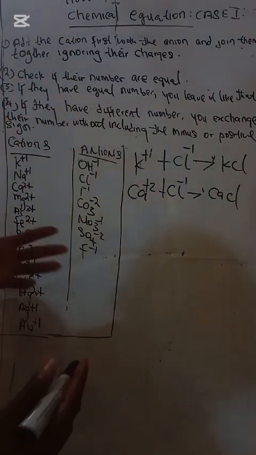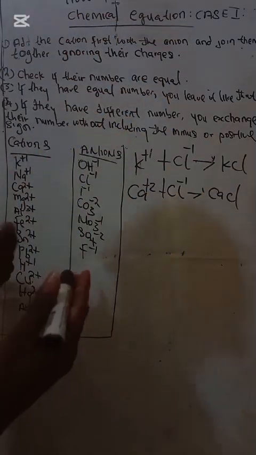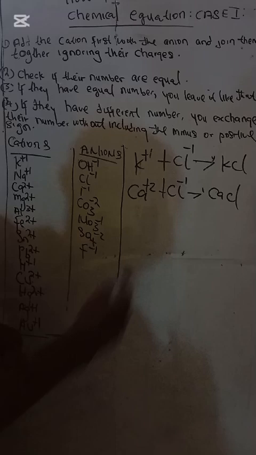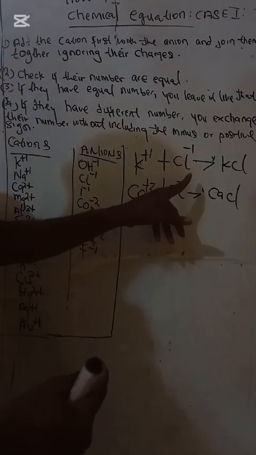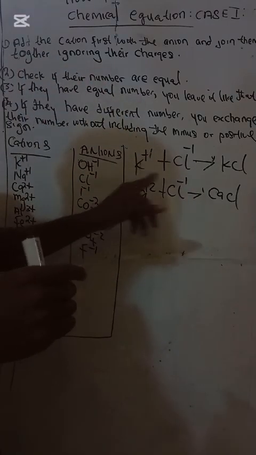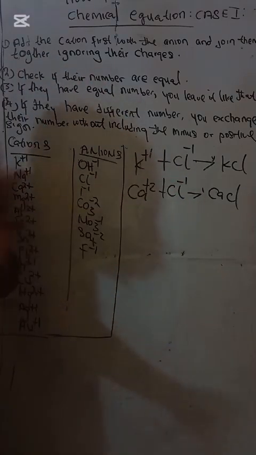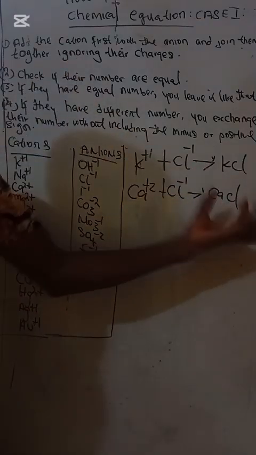What's the next thing you will consider? You will check if their numbers are equal. Now look at this. In this case, the numbers are not equal. This one is +2, while this one is -1, because I said that you don't consider the sign they are bearing. Your major concern is the number. Since they are not equal, you cannot leave this like this.